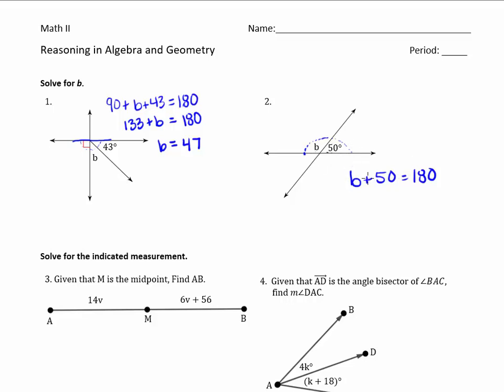So I've got b plus 50 is equal to 180, so I need to get the b by itself, so we'll subtract 50 from both sides of the equation. We can do that by the subtraction property. And we get b on this side, and on this side we get 130. So b is 130 degrees, which makes sense because 130 plus 50 is 180.